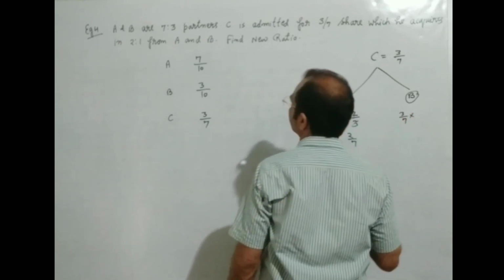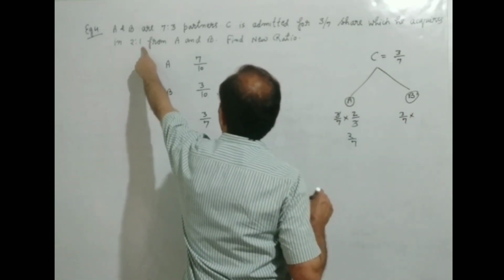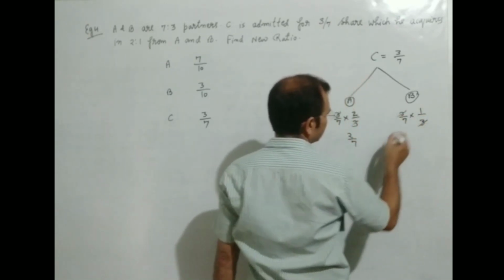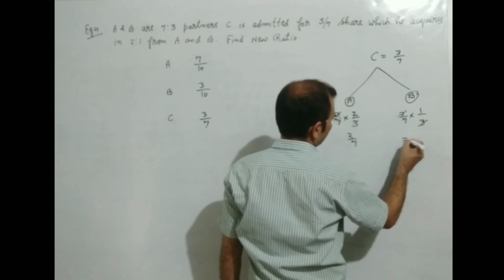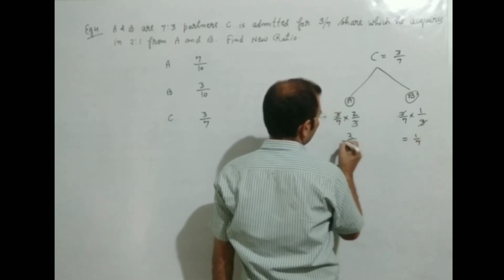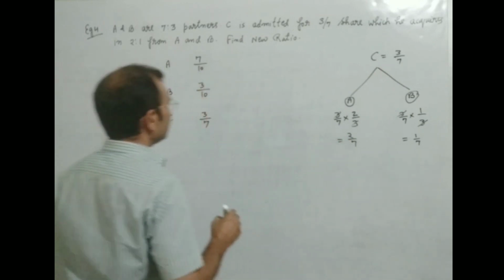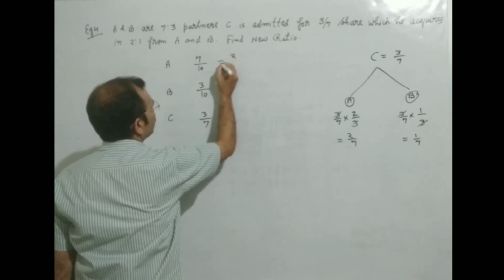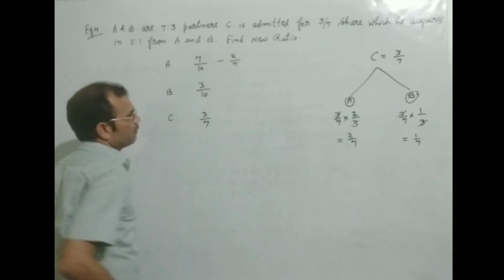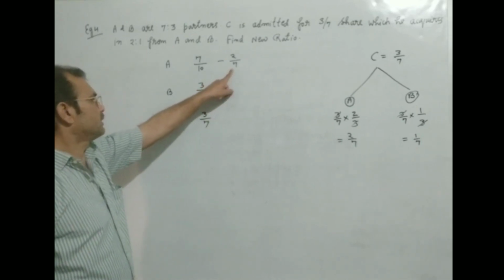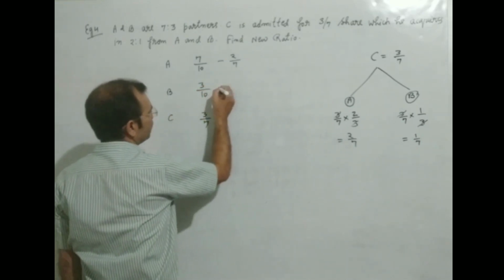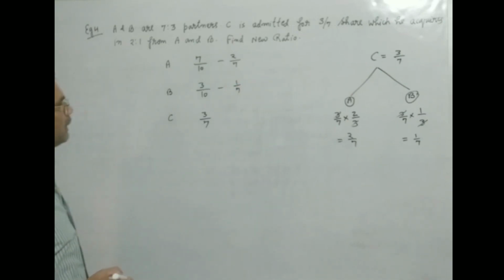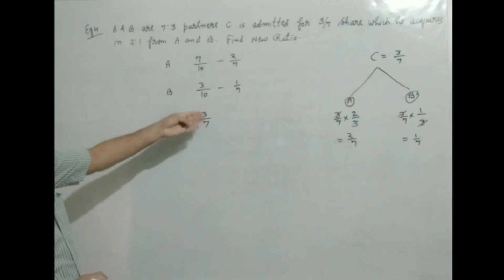In the same way, 3/7 will be completed by B's ratio 1/3. 3 is cancelled out by 3, and the remaining part will be 1/7. It means A will sacrifice 2/7. We will put a minus sign here and 2/7 here because A is sacrificing, and B will sacrifice 1/7. Now we will solve this problem.